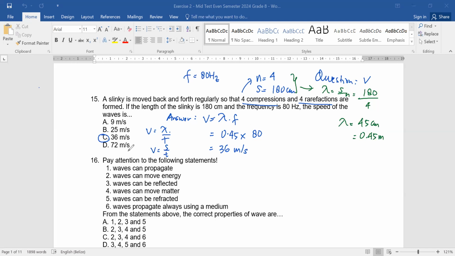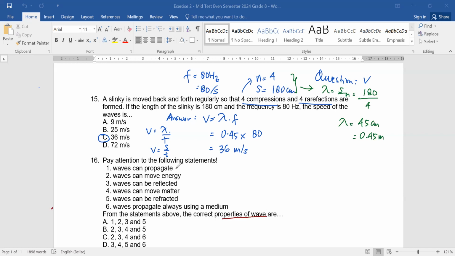Okay. Right. So if you notice, hertz is actually the same as per second. So that's why even though it was hertz, it's just changed into per second. Okay, then question number 16. There are some statements given there, and you need to find out from the statements above the correct properties of wave. Okay, what are the properties of wave?